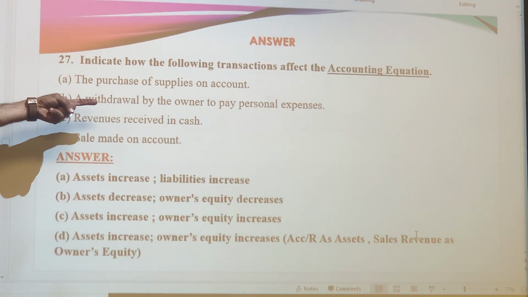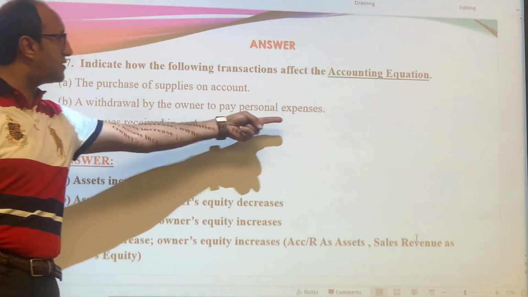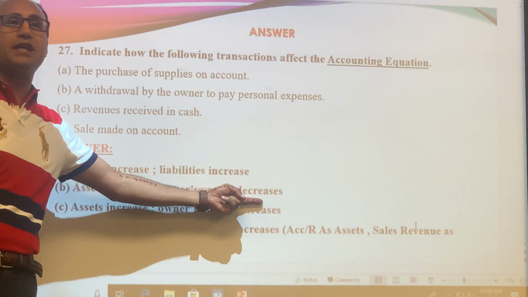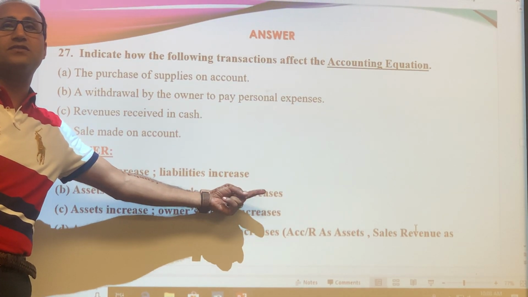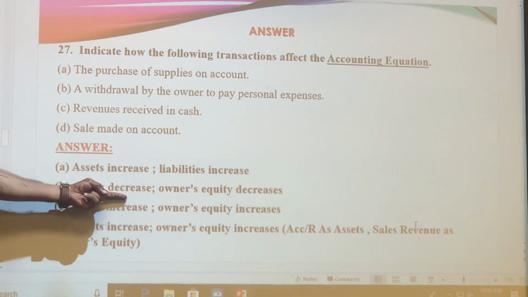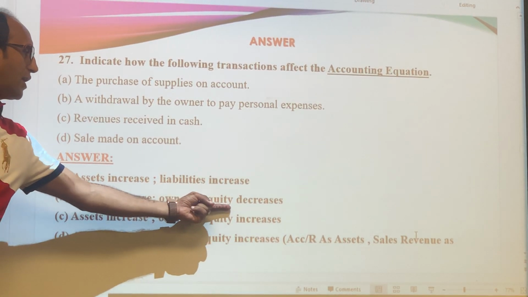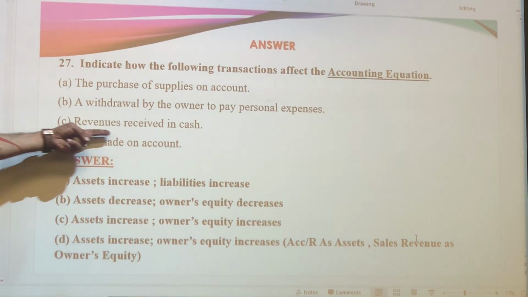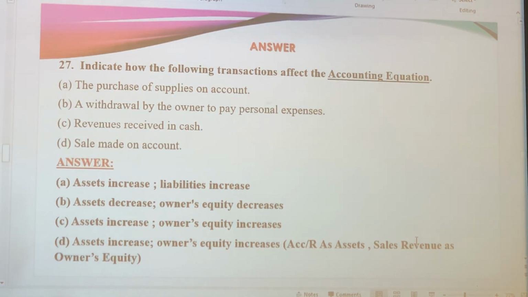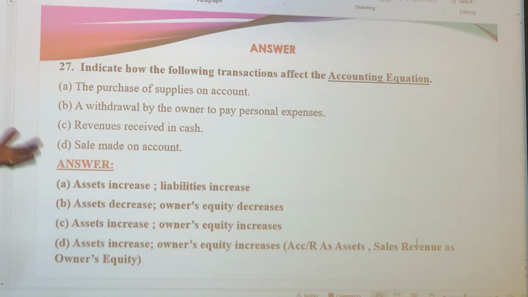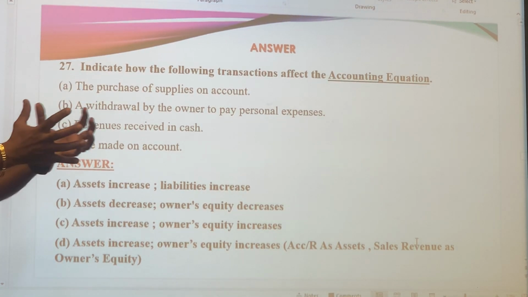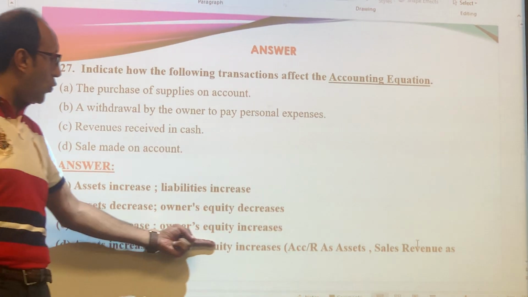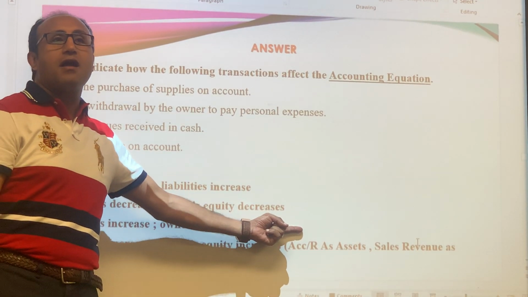So, withdrawal by the owner to pay personal expenses. That means assets decrease and owner equity decreases because of the withdrawal. Assets decrease as cash, and the owner equity decreases as a withdrawal. Number 3, revenues received in cash. That means you sell something or provide a service and receive the cash immediately, on the spot. That means assets increase by cash and the owner equity increases by revenue.